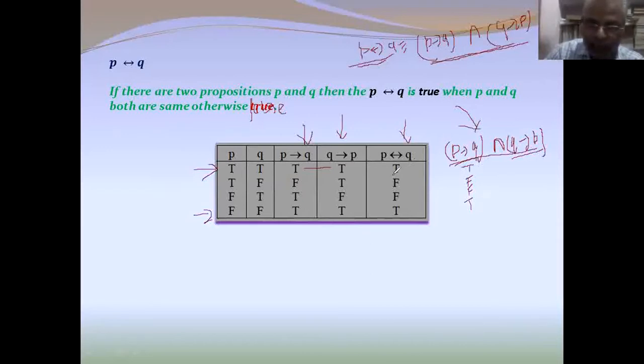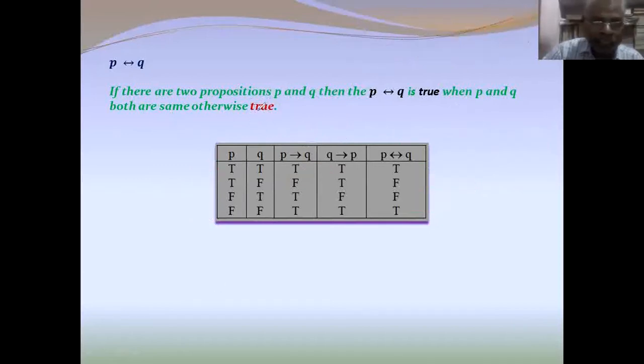Both are same. So true, true, false, false, false, false, and true, true. So this is a second way to represent P double implies Q. And this definition says that if there are two propositions P and Q, then P double implies Q is true when both P and Q are same. Otherwise, it is false.